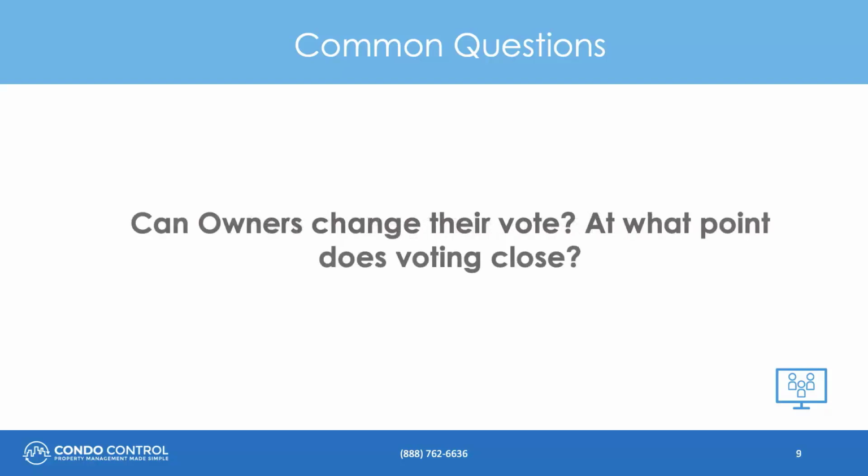Can owners change their vote? At what point does voting close? Owners can change their vote as many times as they like leading up to the meeting. Once the meeting starts, owners may change their vote during the live meeting. The moderator will allow a specific amount of time for voting to occur, usually between 5 to 10 minutes, and once new votes stop coming in, the moderator will close the question.